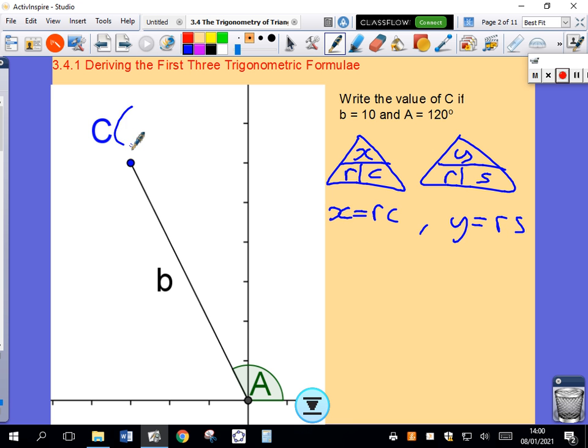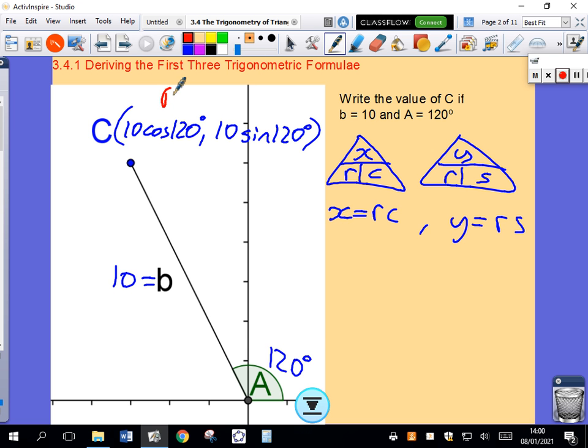So if I want to write this, if it's telling me that b is 10 and a is 120, well, then the point c can be written as modulus 10 times cosine of the argument 120, comma, modulus 10 times the sine of the argument 120. And that's called polar form. When we leave it like that, that's called polar form.